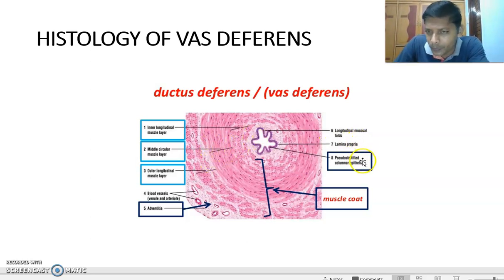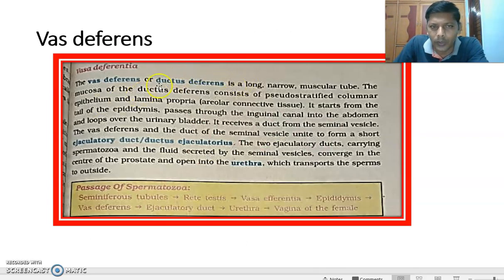You can see here pseudostratified columnar epithelium, and above that there is the lamina propria. Longitudinal muscular folds are there, then lamina propria, then pseudostratified columnar epithelium, and this is the lumen through which sperms pass. What are the parts in the mucosa of the vas deferens? It consists of pseudostratified columnar epithelium, lamina propria, which is areolar connective tissue, and muscles are also present there.